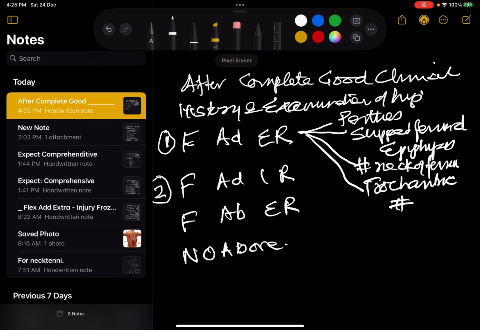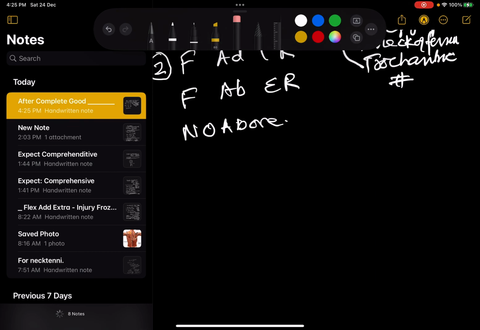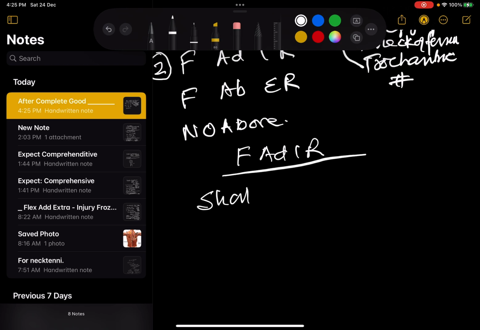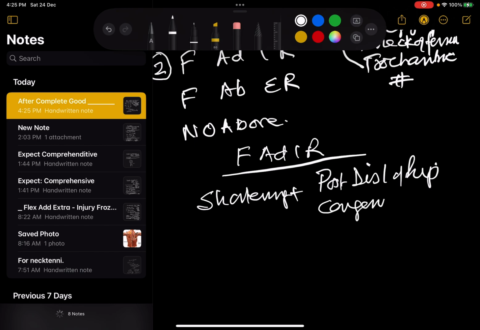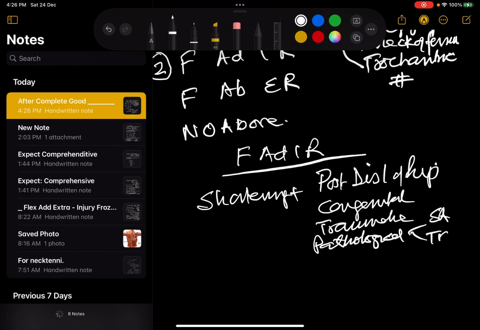In the flexion, adduction, internal rotation group, if there is shortening, there is a posterior dislocation of hip, which can be congenital, traumatic, pathological, either due to septic arthritis or TB stage 3, and paralytic.